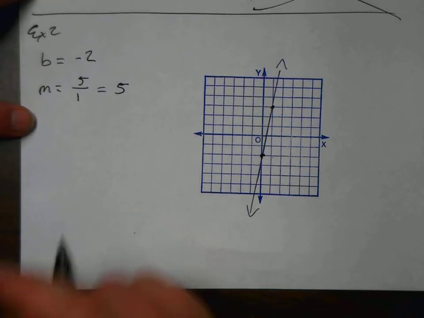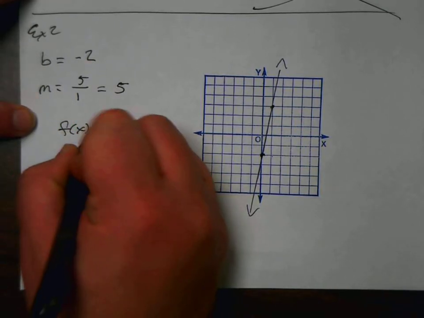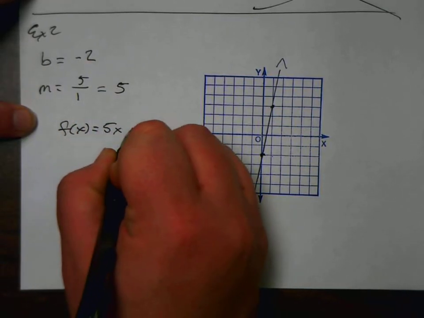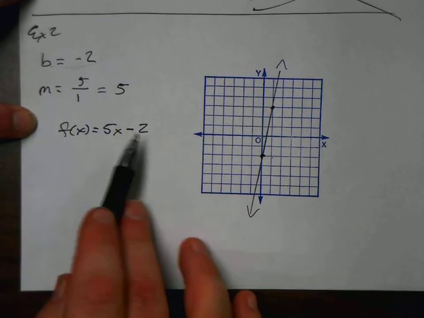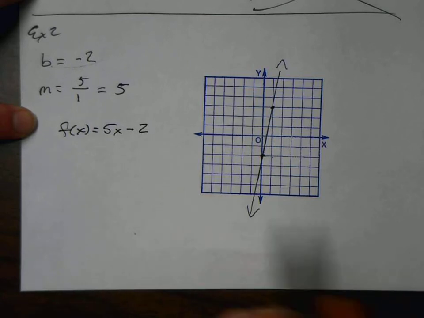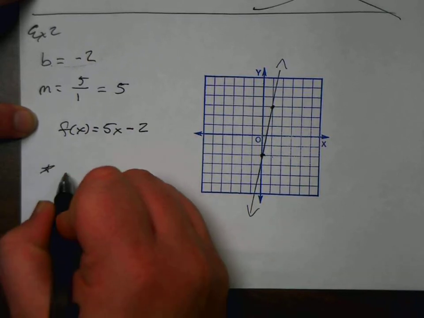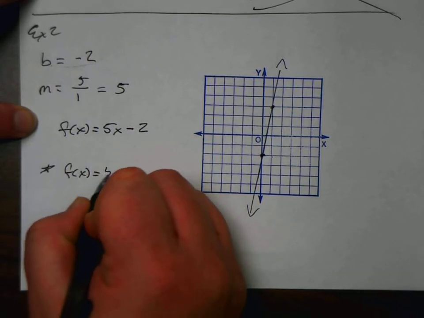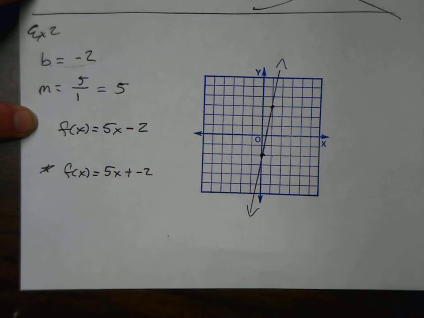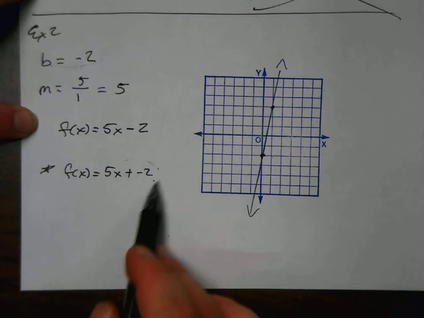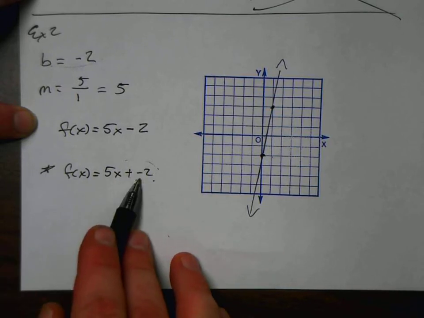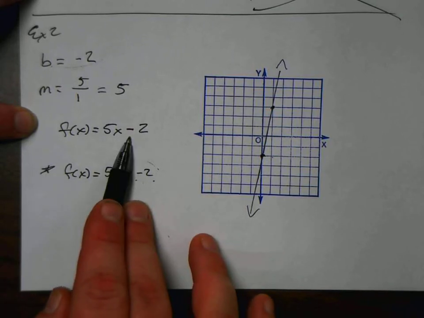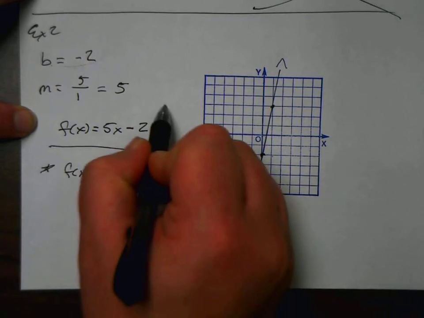So now I can tell that my function f of x is going to equal 5x minus 2. Since b was negative 2, I'm going to go with minus 2. Some people are going to write this as f of x equals 5x plus negative 2. This just looks like a whole lot. It looks a little bit confusing. So anytime we add negatives, just simply subtract, please. So this here would be the answer I'm looking for.